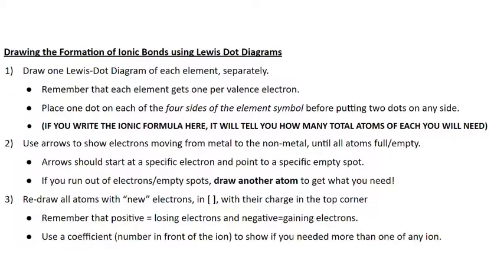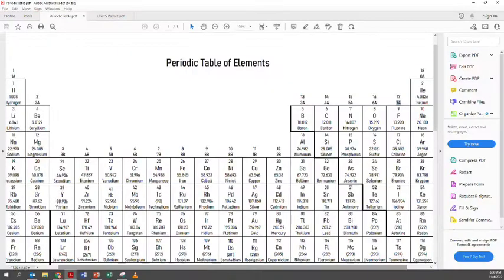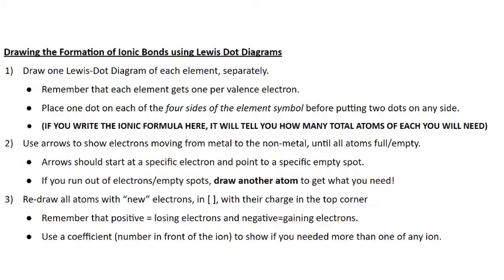So what you're going to do to start with is draw one Lewis dot diagram for each of the elements involved in this ionic bond separately. So you're going to have to look at the periodic table. Remember that the title or the column number that has an A next to it tells you how many valence electrons each of our elements has. So oxygen has 6, carbon has 4, and so on. So that's how many valence electrons we have, and we're going to put that many dots around our element's symbol.